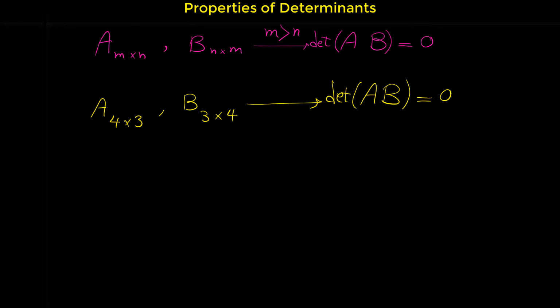But note that determinant of B times A is not necessarily 0, because B times A is 3 by 3. Determinant of the bigger matrix is 0, because A times B is 4 by 4, but B times A is 3 by 3. So only determinant of A times B is 0, not B times A.